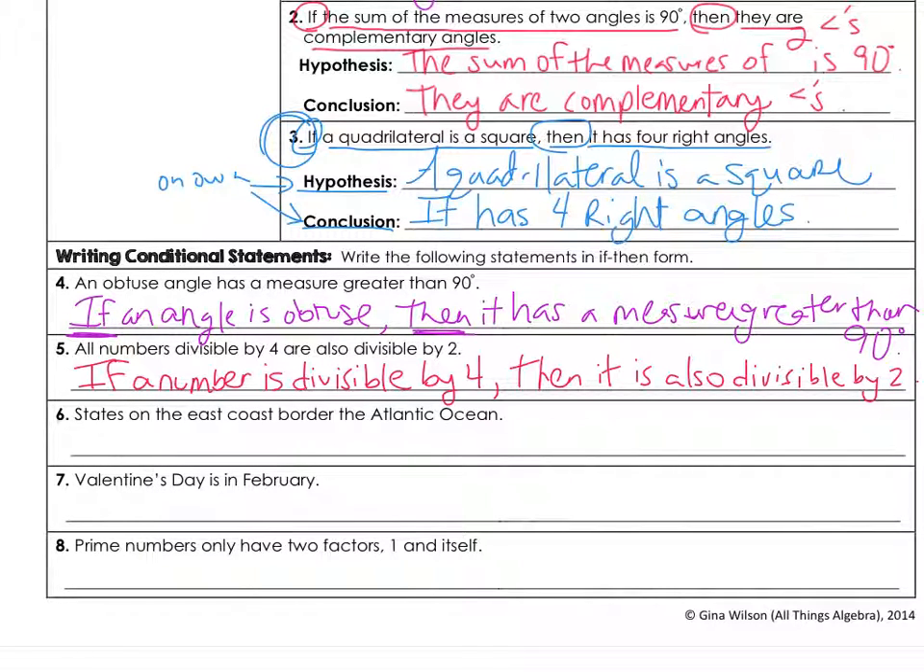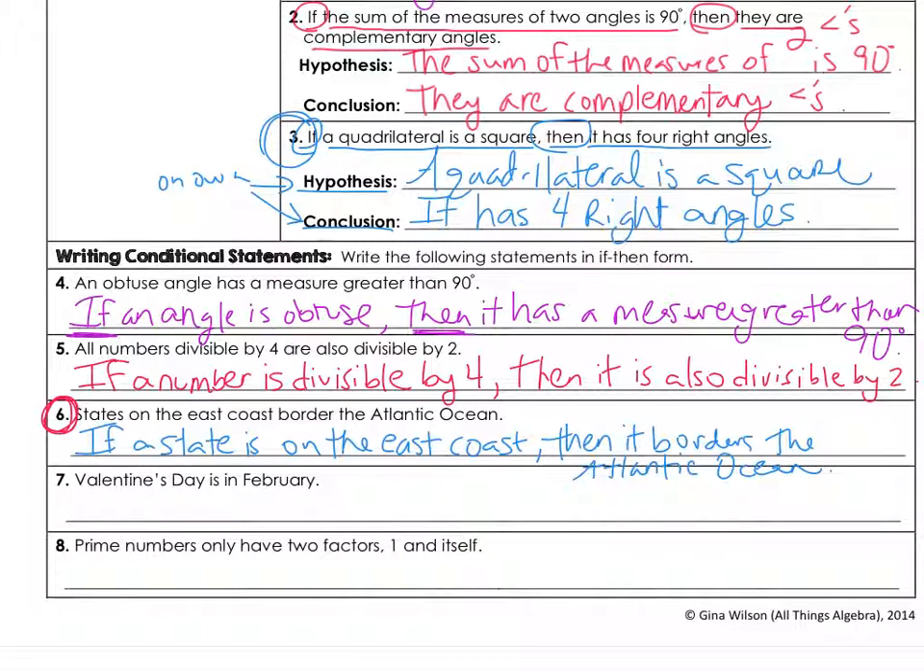Okay, on number 6 now, I want you to work this one out on your own. States on the East Coast border the Atlantic Ocean. On the side, I want you to list out what your if-then statement is going to be. What your answer should look like is if a state is on the East Coast, then it borders the Atlantic Ocean.